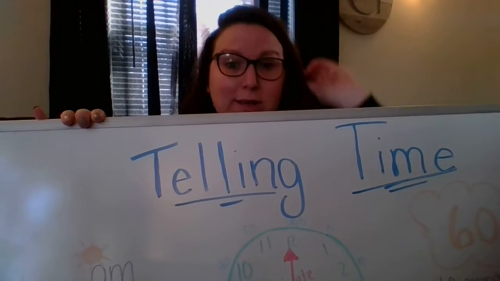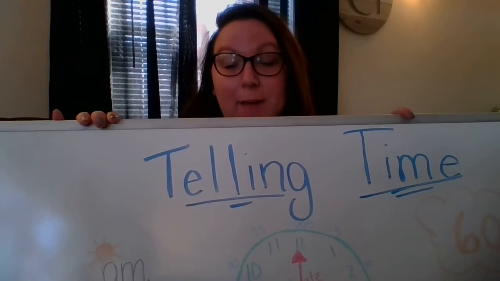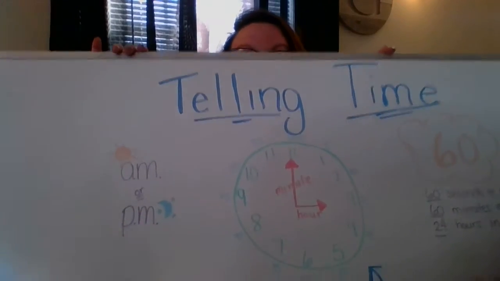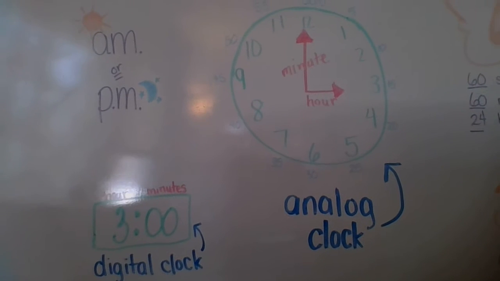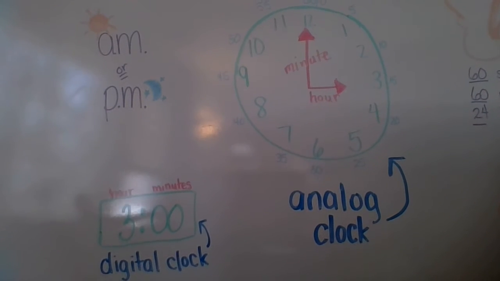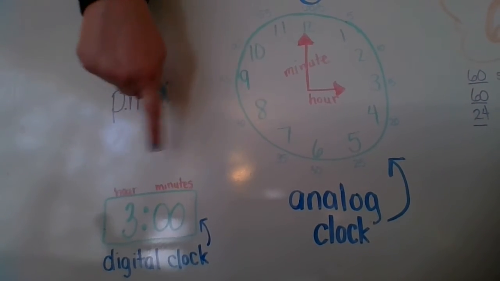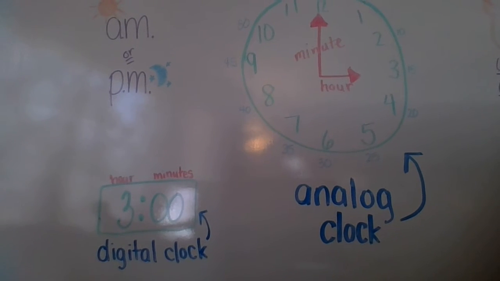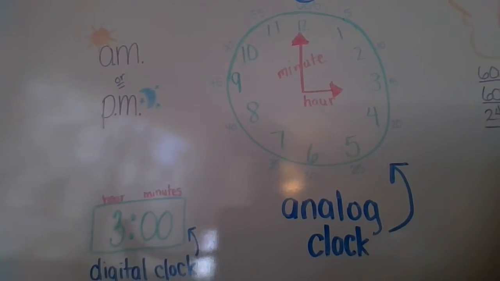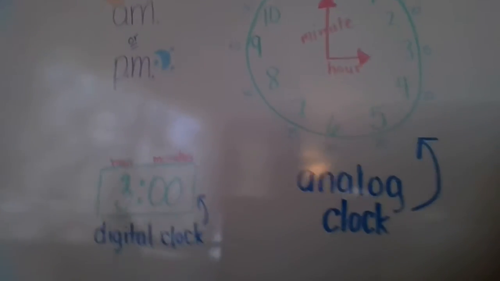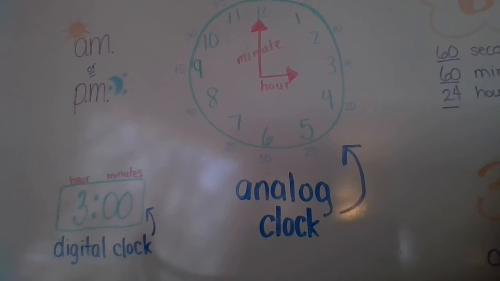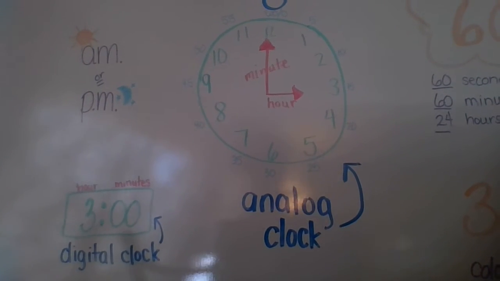Our new math unit is all about telling time. So today I'm going to talk to you a little bit about telling time and reading clocks. First, let's talk about the different kinds of clocks. We have an analog clock, which is the kind of clock that you read, and a digital clock down here, which is the kind of clock that tells you the time. You might have a digital clock on your phone or your iPad or on your microwave or on your alarm clock in your bedroom. But we are going to focus more on the analog clock, being able to read the clock.